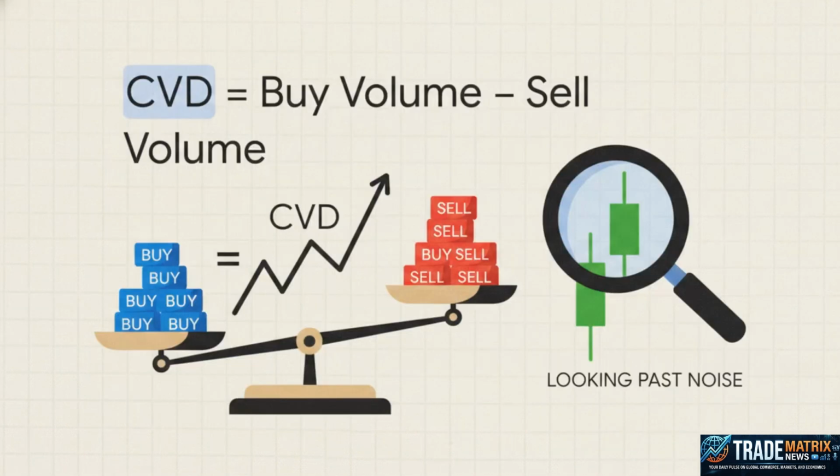The math here is incredibly simple, but it is so powerful. CVD is literally just buy volume minus sell volume. When aggressive buying outpaces aggressive selling, your delta is positive, and that cumulative line is going to rise. When aggressive sellers take control, it falls. By isolating this exact mathematical difference, we are looking right past the noise. We're no longer sitting there guessing if a giant green candle actually had real money backing it. We have the exact difference right in front of us, revealing the true underlying market pressure.